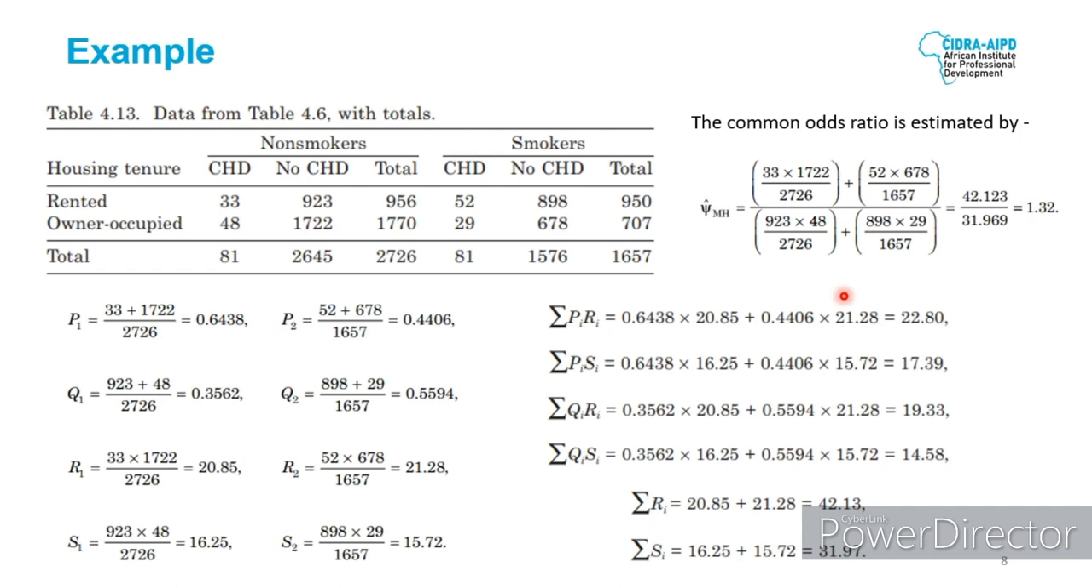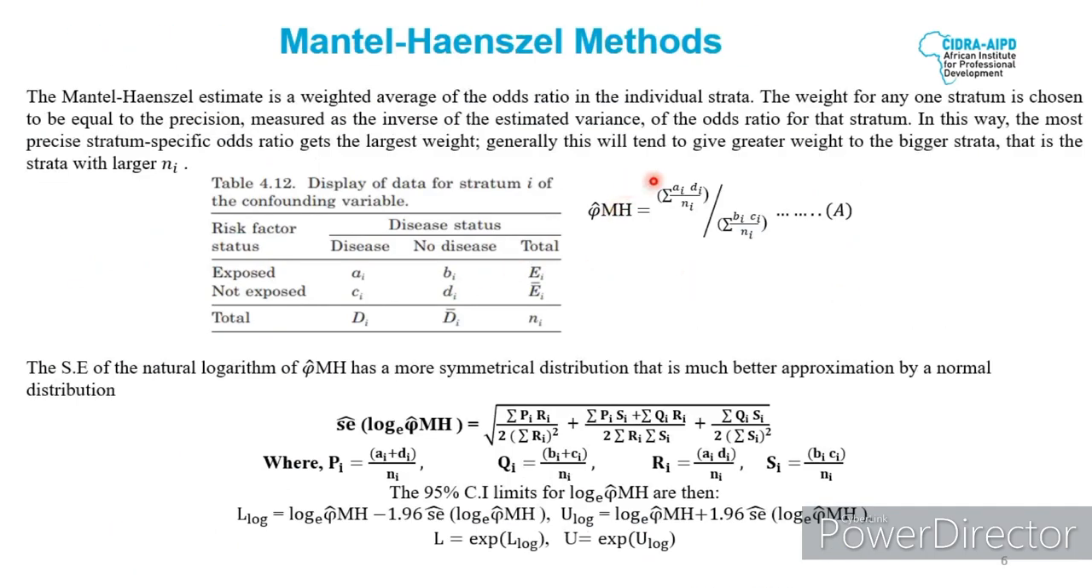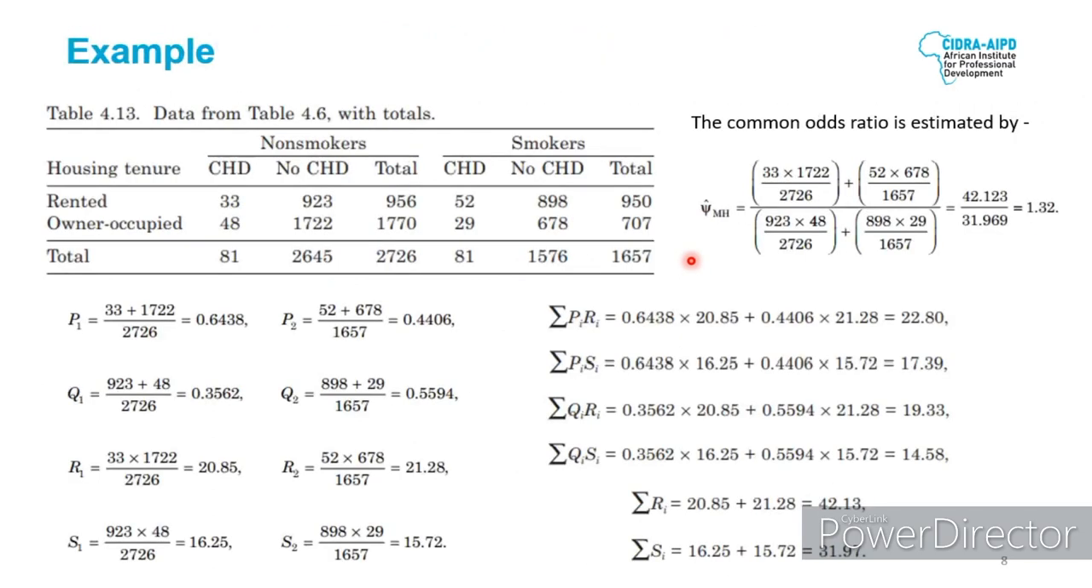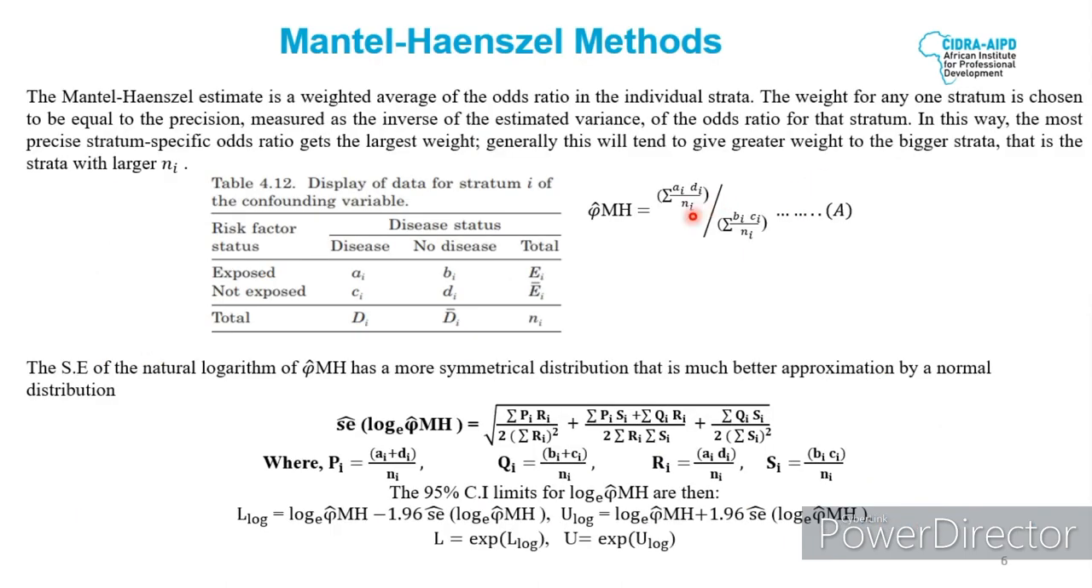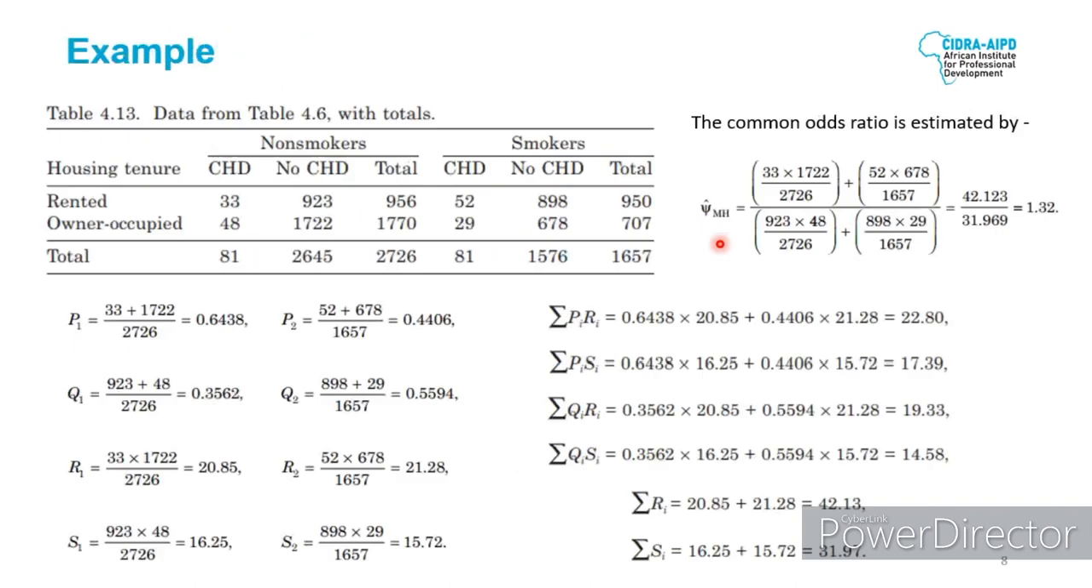So using this formula for the Mantel-Haenszel test statistics, apply it here and then check the answer. Pause this video and do the sum for yourself. So it is again the sum of AI into DI by NI, whole divided by the sum of BI into CI by NI. So AI into DI by NI for non-smokers plus also for smokers AI into DI by NI, and then we do this one, BI into CI by NI plus BI into CI by NI.